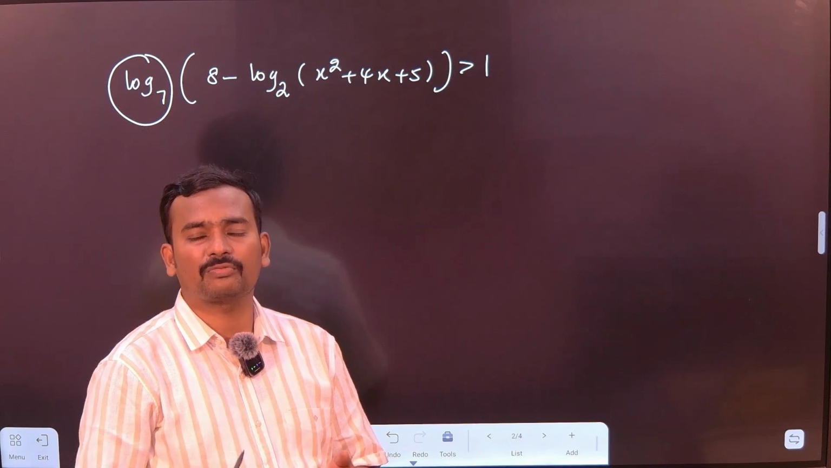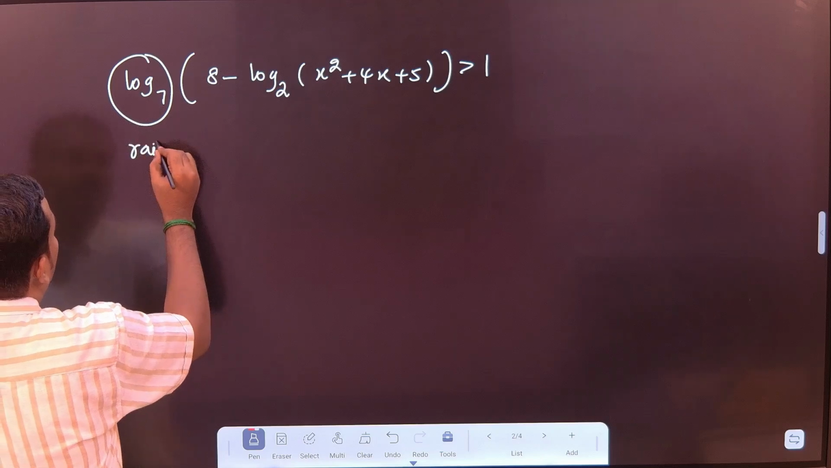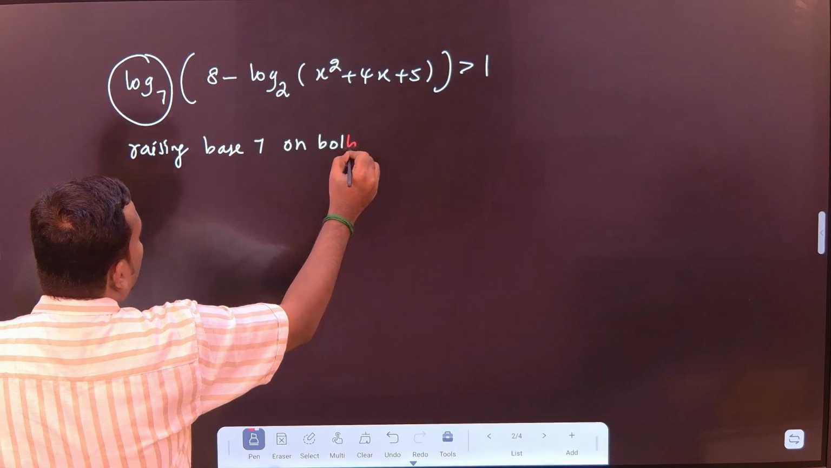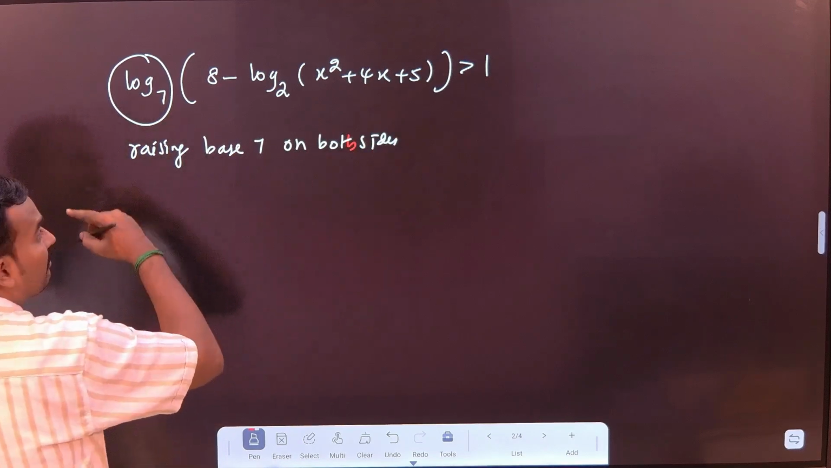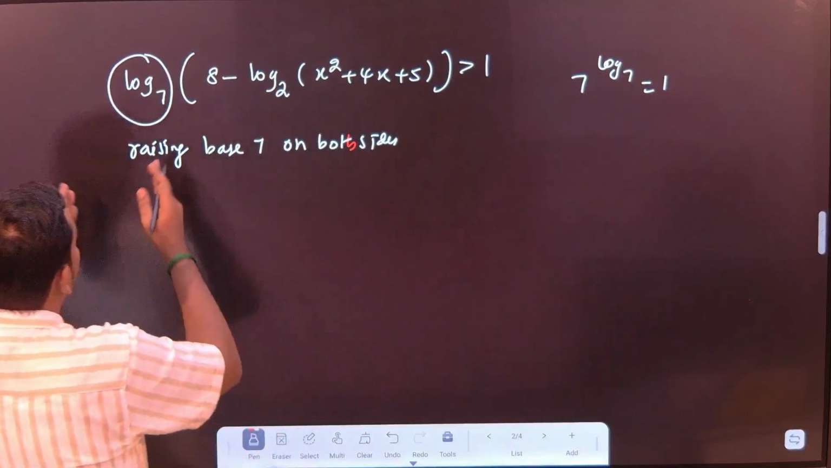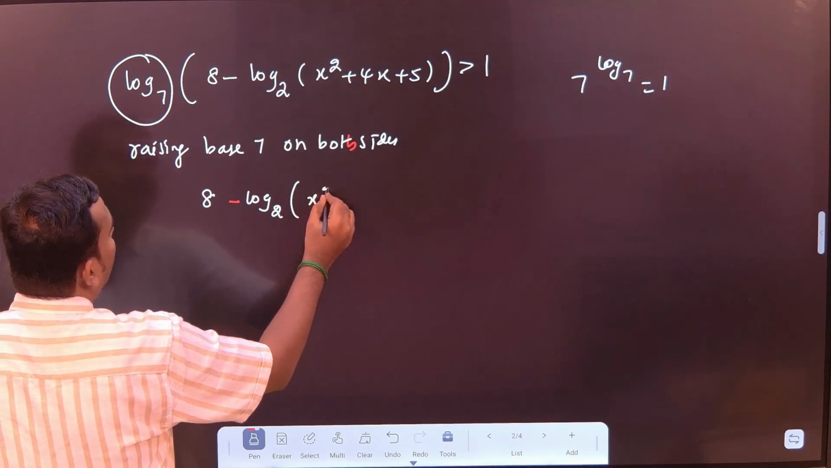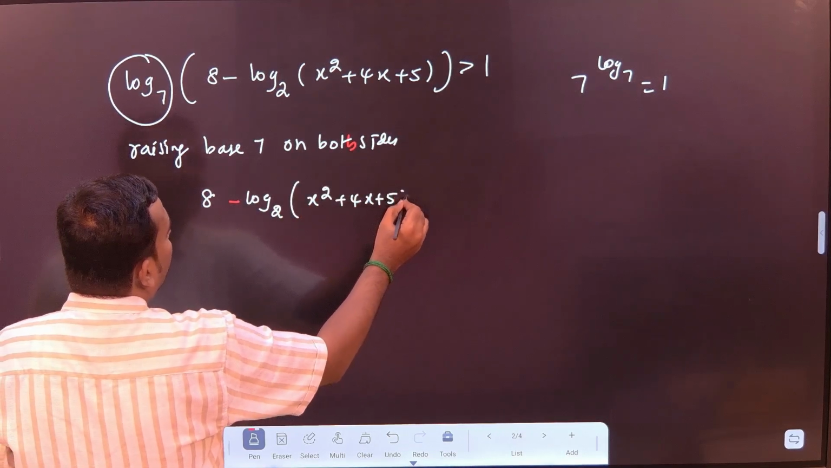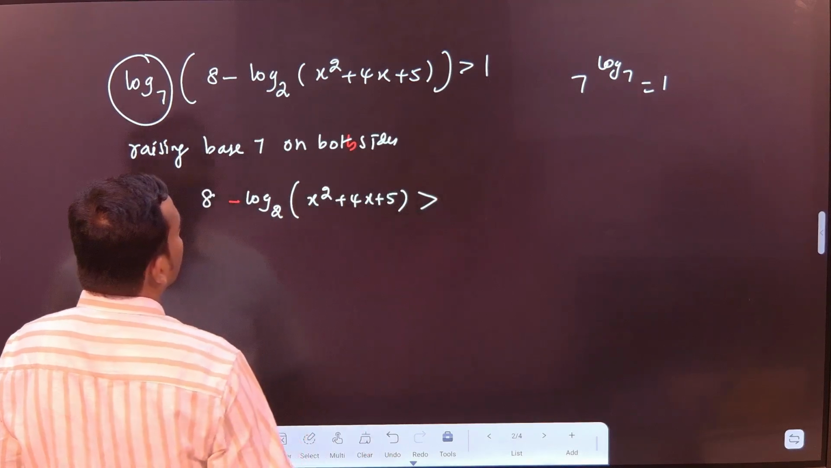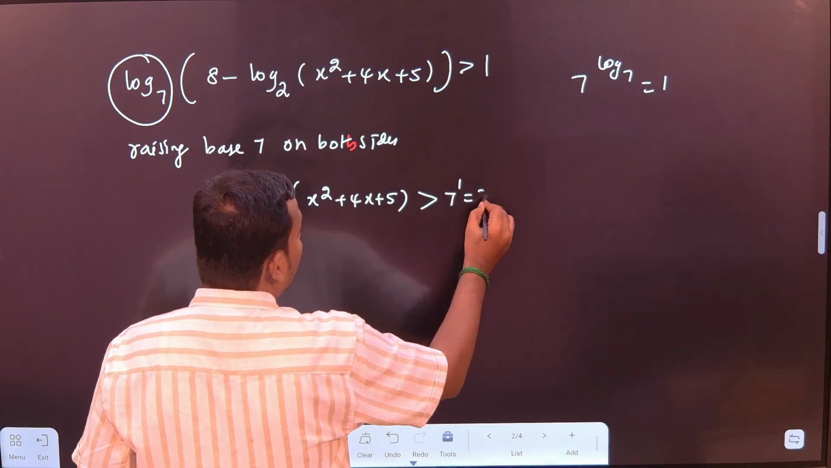You take the inverse of that. Log base 7 inverse is what? Base 7, right? You are raising base 7 on both sides. What will we get? 7 power log base 7 will be 1, right? So you can raise it, it will be 1. Then you'll get 8 minus log base 2 of x square plus 4x plus 5 should be greater than, you had to raise 7, right? So 7 power 1 will be 7.